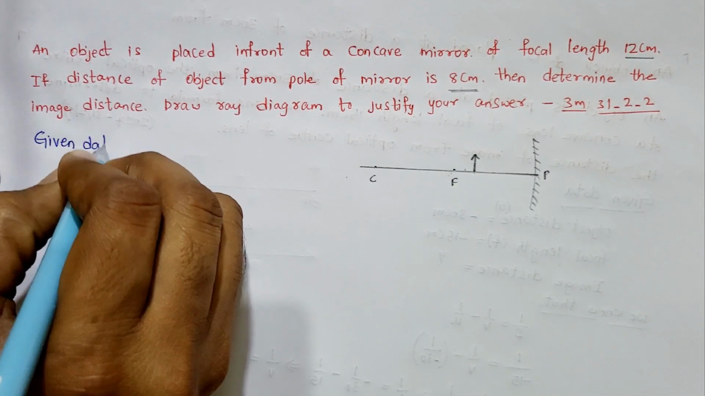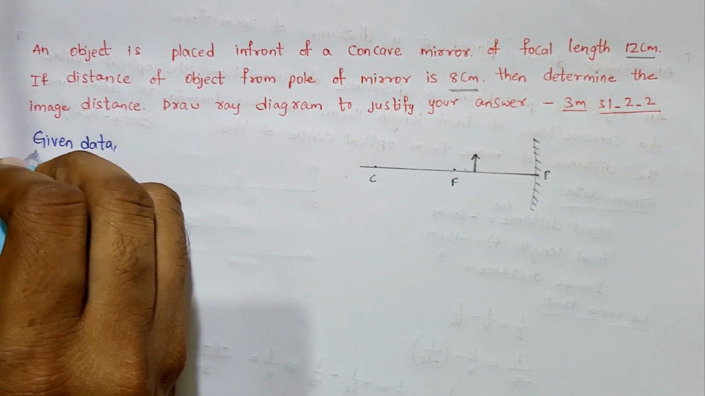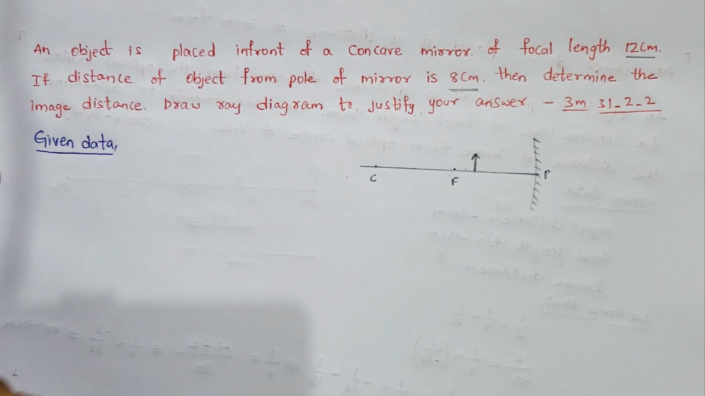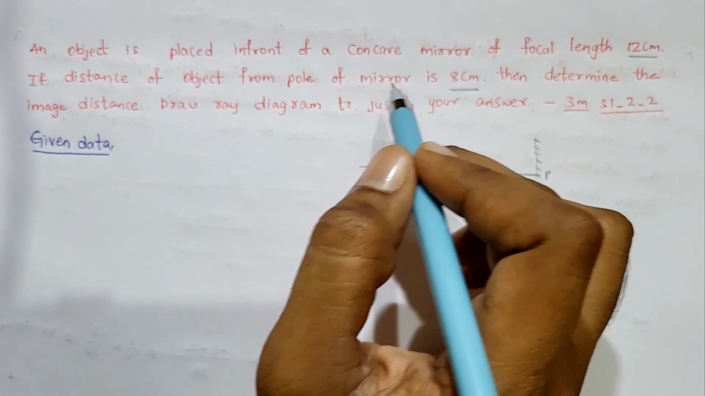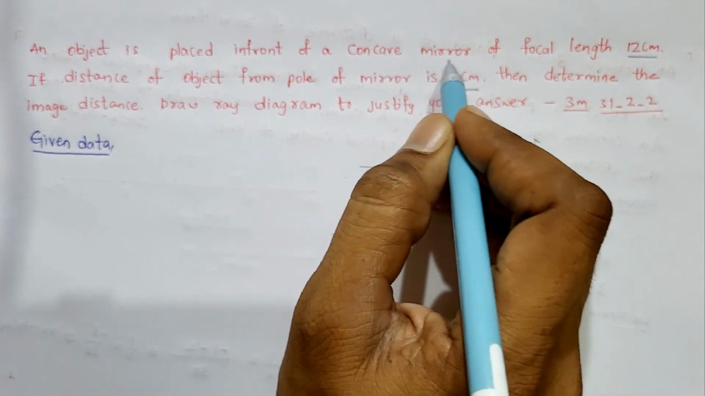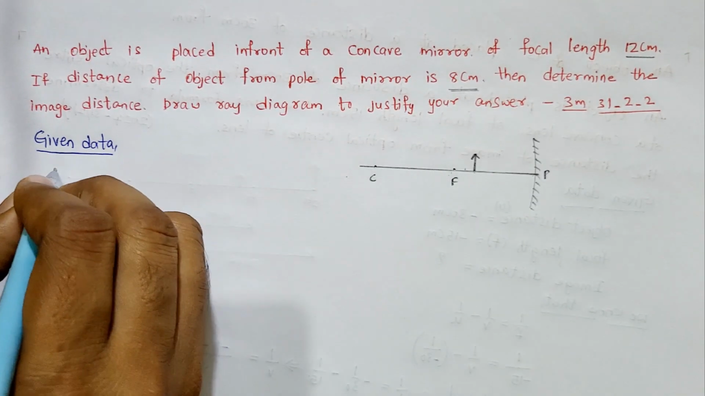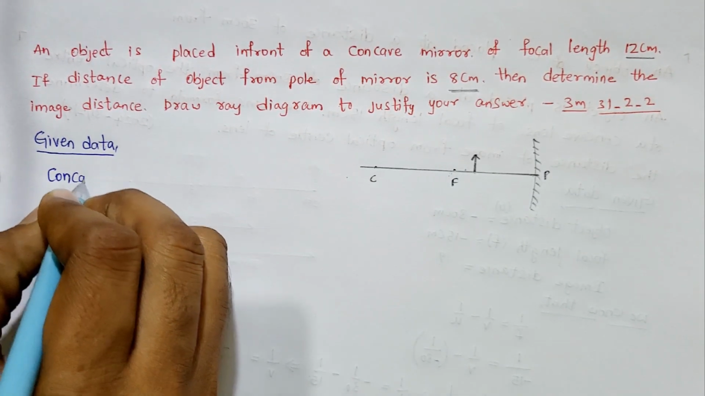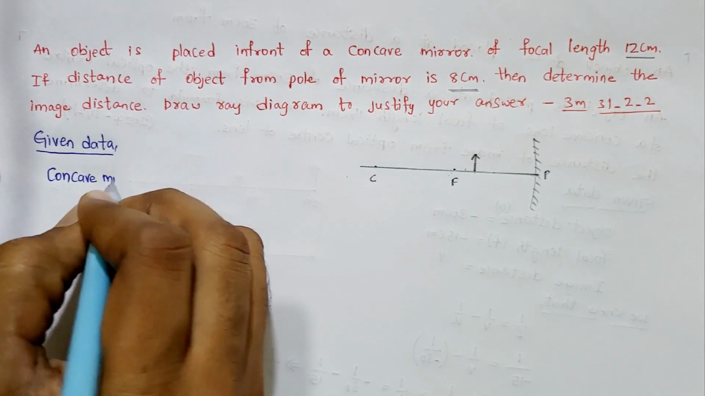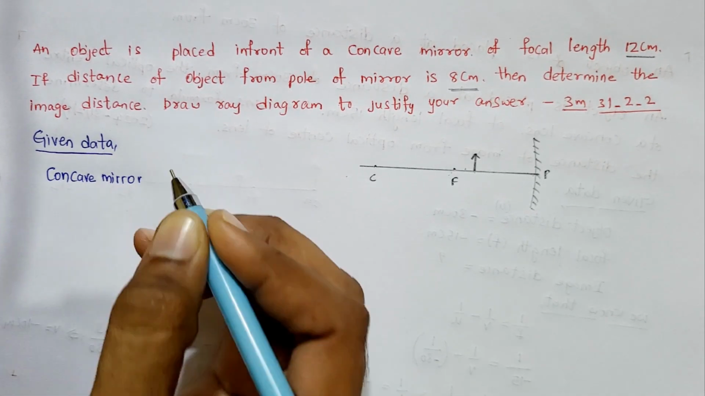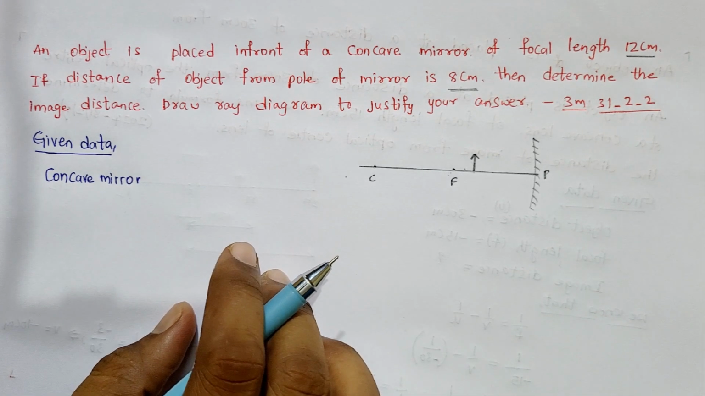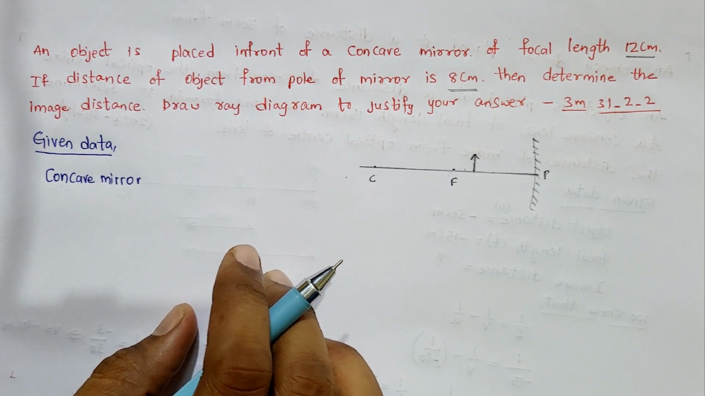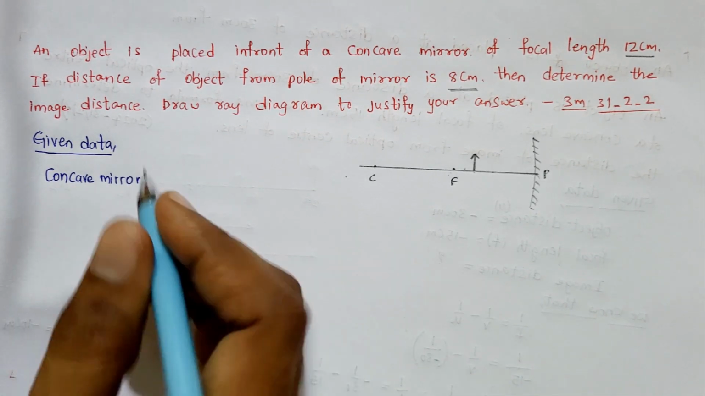Given data, what all they have given. I will suggest all children to first identify what is given, mirror or lens. If it is mirror, which type of mirror? Which type of mirror is given here? It is given as concave mirror. So first write that concave mirror. Why, sir? Why do we need to write this? Because in case of a concave mirror, focal length will be negative. In case of a convex mirror, focal length will be positive. That's why first write concave mirror.